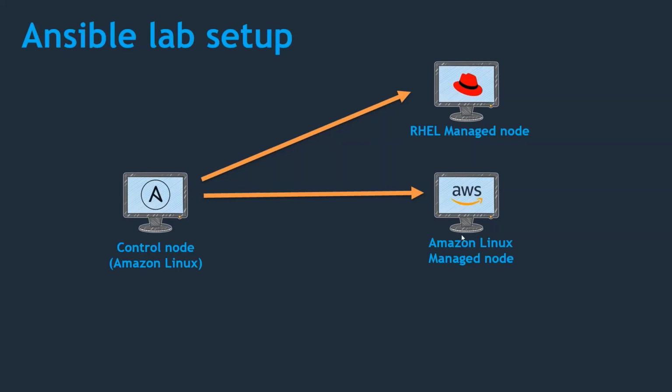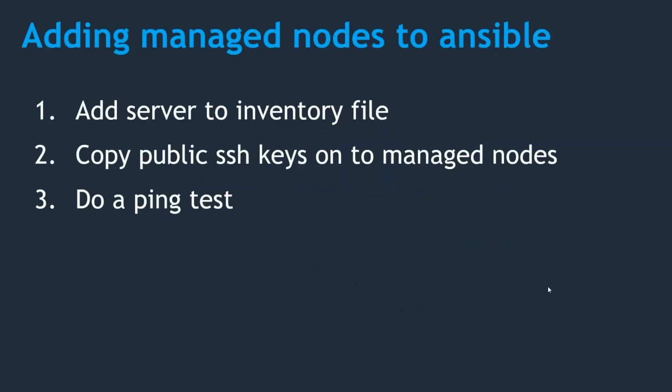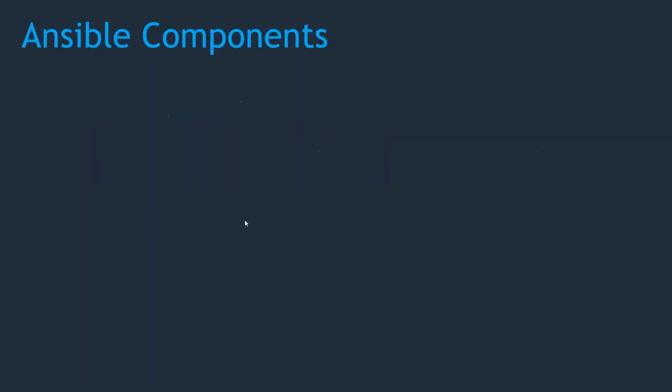So both are connected, but we haven't set up the Ubuntu system. Ubuntu we are going to set up in later classes. First we will make sure that these two are working fine, then we'll update our stuff with Ubuntu. So till here we have added our server to the inventory, copied public SSH keys onto the managed systems, and done a ping test. We have done the ping test.